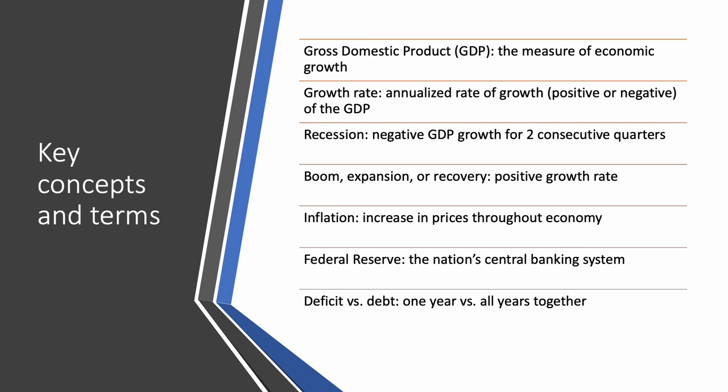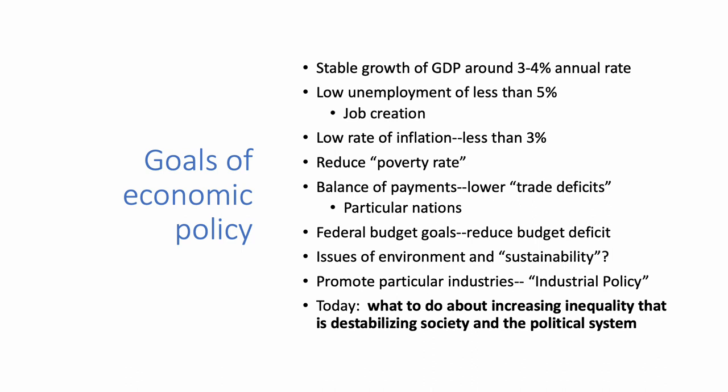Now, these terms relate to the goals of economic policy. The federal government tries to influence the economy. So we have a stable growth of the GDP of 3-4%. They want the unemployment rate to be less than 5%, but they don't want it to go to zero. They want an unemployment rate because they want a reserve of employees that will be available to be hired if business needs more.